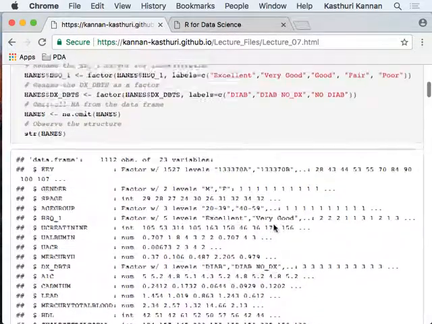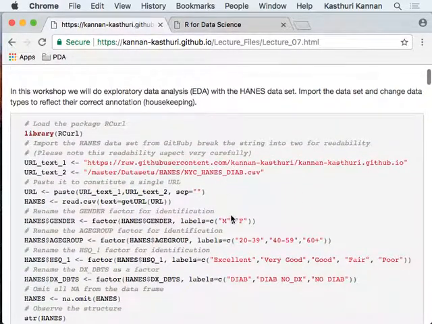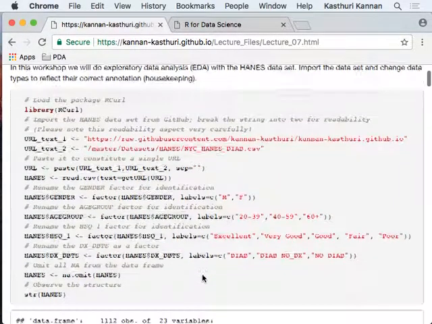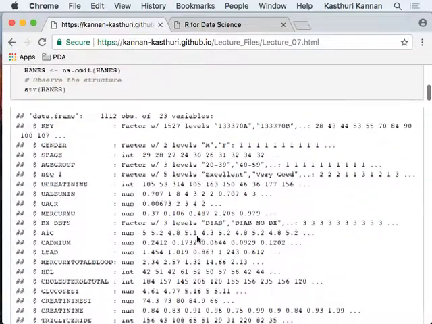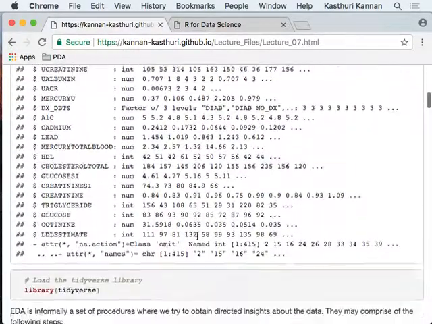Okay, and this is the standard thing. We import the dataset, change the labels, and factor the age groups and the rest of the stuff, right? So once we have it, we have this structure in here.